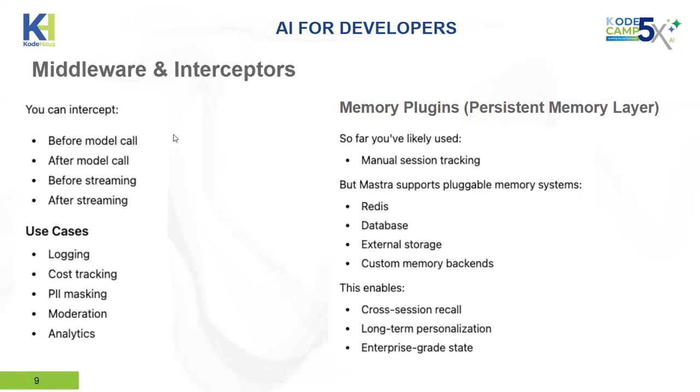Cost tracking is important if you are providing a service that others will use, right? You need to track how much of the capability or of your resources that they are using so you can bill them properly. PII masking. So PII has to do with privacy.